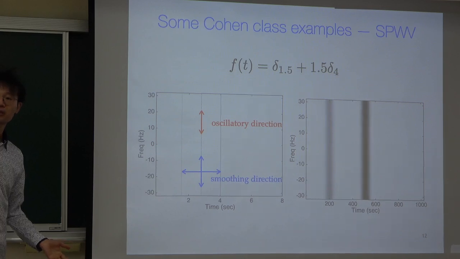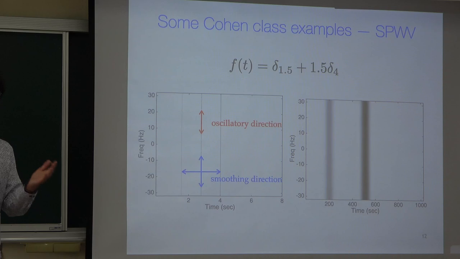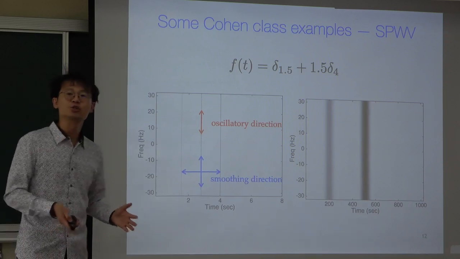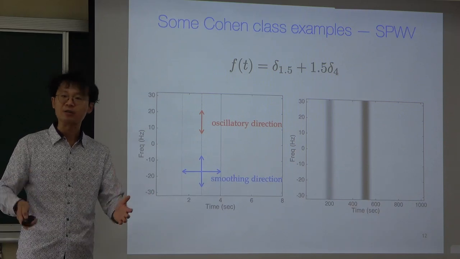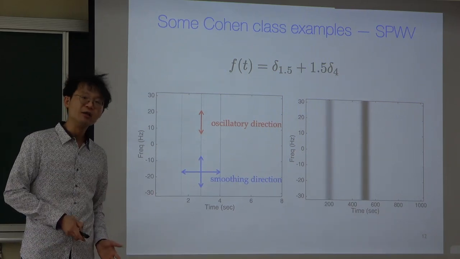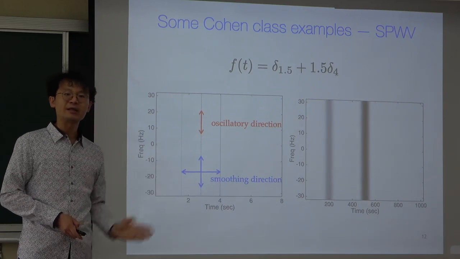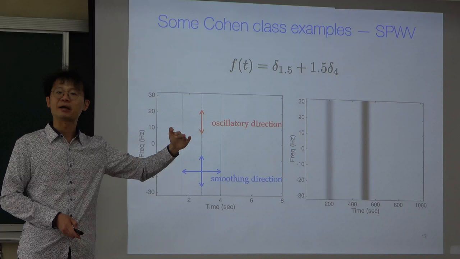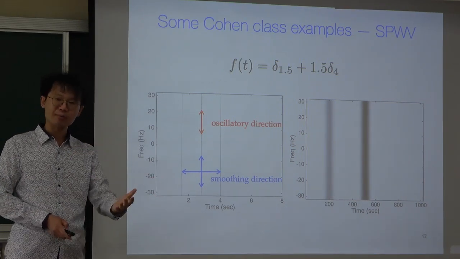Because in the short-time Fourier transform, you also do the smoothing in both the time domain and the frequency domain. But the window, the filter, is determined by the Wigner-Ville distribution of the window you choose for the short-time Fourier transform. But here, in the smoothed pseudo-Wigner-Ville distribution, the time domain and the frequency domain filtering are chosen by you separately.